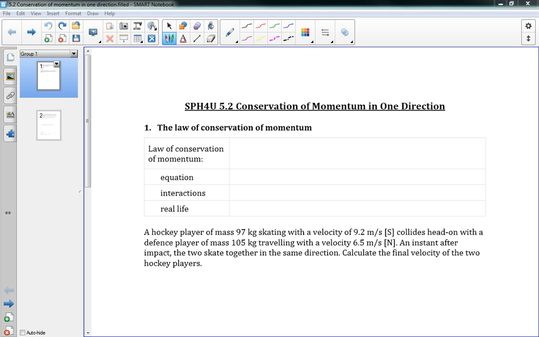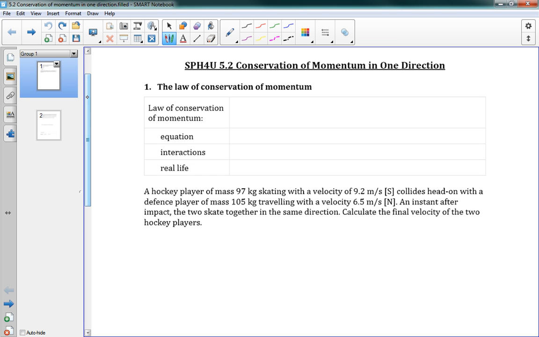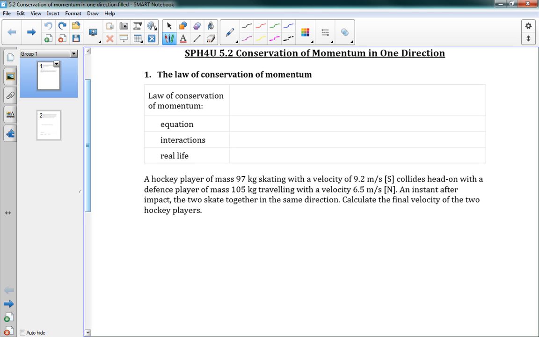Hello class. So we're on 5.2, conservation of momentum in one direction. Last lesson we learned what momentum was, and I told you that one of the really useful things about momentum is that we can talk about collisions with it. The most useful thing is this law of conservation of momentum. That tells us that when two objects collide in an isolated system, the total momentum is conserved.